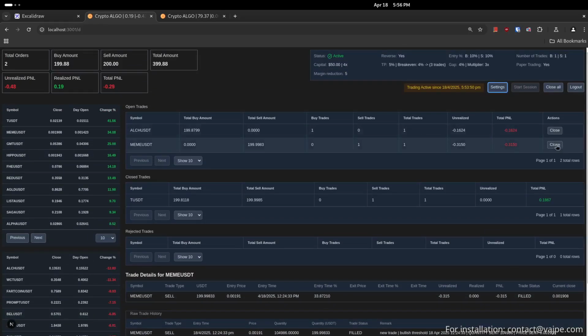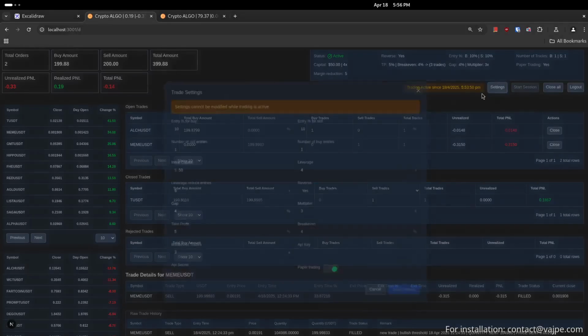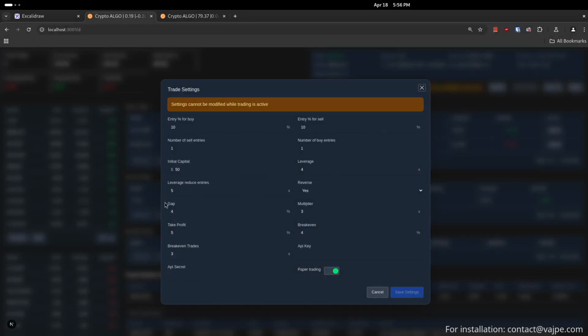And you also have the ability to manually close here. Let's dig into other settings. This is the gap, the thing we talked about.